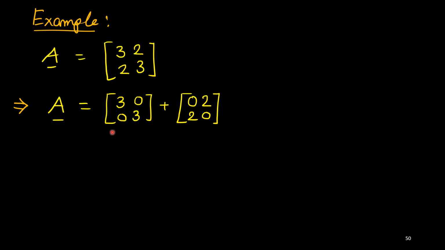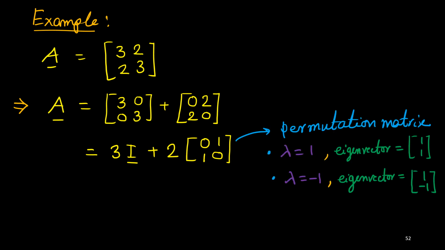So we can break this matrix in two parts, one is this one, the other one is this one. You see, this is a scalar multiple of the identity matrix and this is a scalar multiple of a permutation matrix. So we can rewrite it this way: 3 times the identity matrix plus 2 times this permutation matrix 0, 1, 1, 0. Right. For this permutation matrix we know the eigenvalues: when the eigenvalue is 1, the eigenvector is 1, 1. And when the eigenvalue is minus 1, the eigenvector is 1, minus 1. That is known to us.